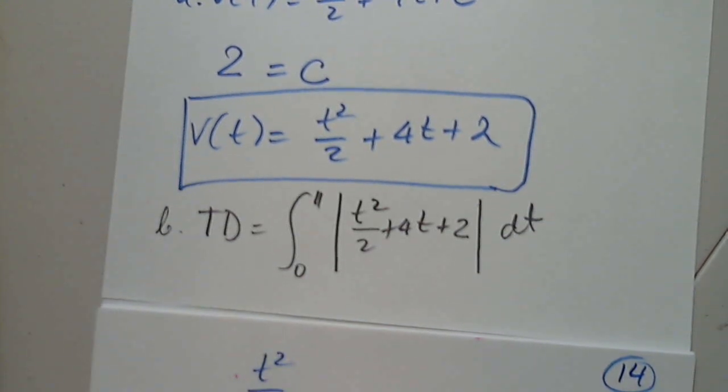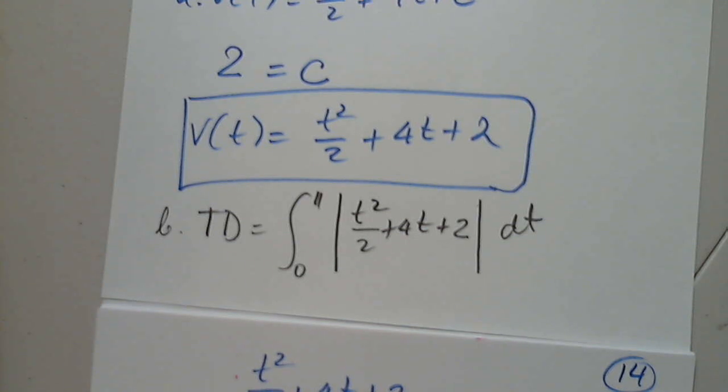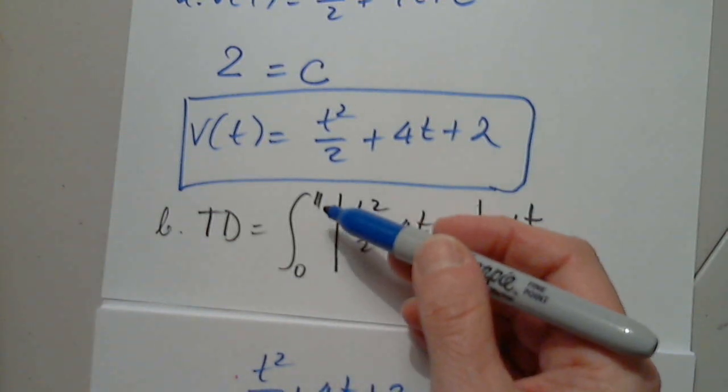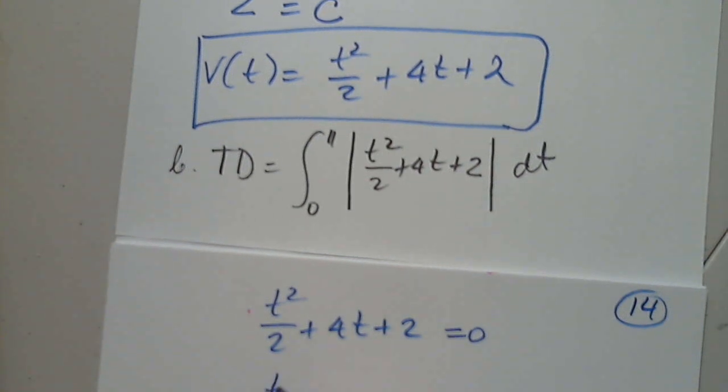So I have to look at t squared over 2 plus 4t plus 2. If this is 0 somewhere between 0 and 11, then I have a discussion to make, and I'll explain in a minute. If this can never be 0 between 0 and 11, we have a smooth ride and we continue blindly. I'll multiply both sides by 2, of course. t squared plus 8t plus 4 equals 0.